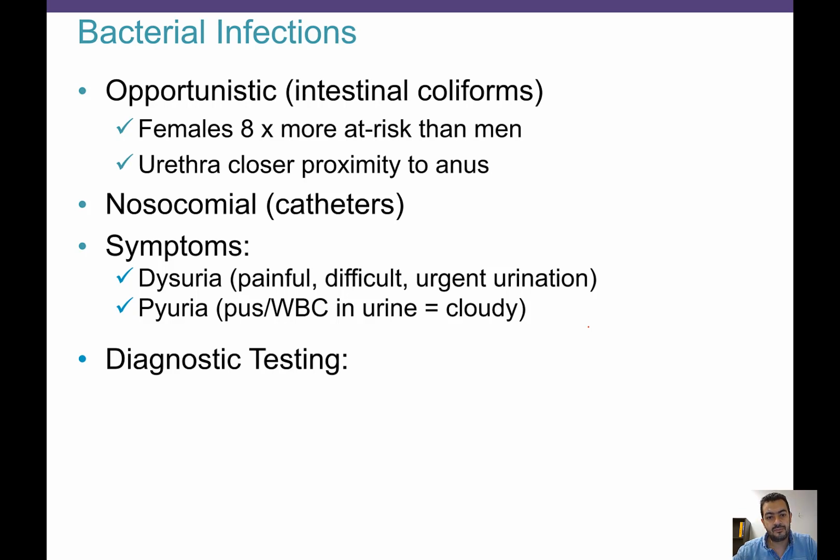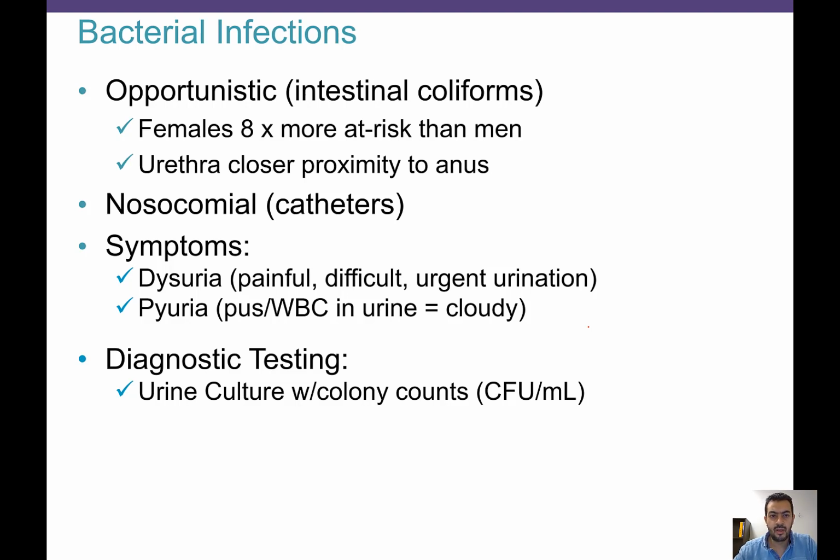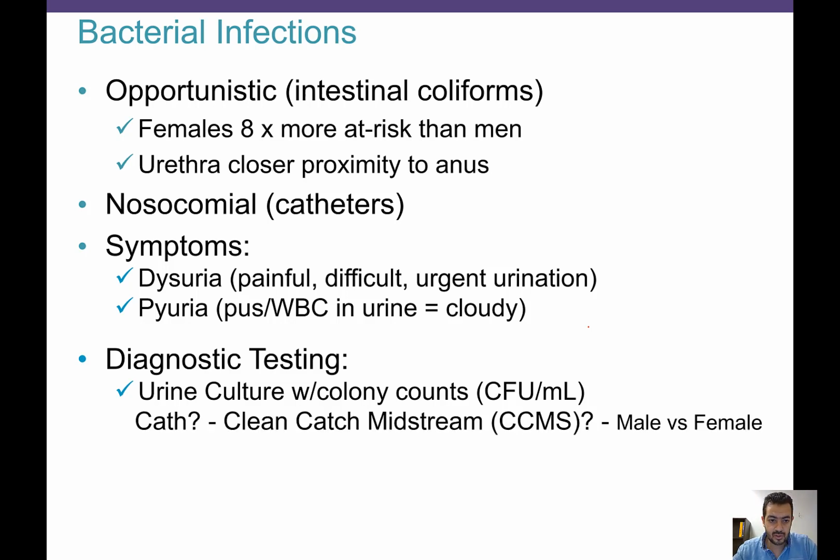To diagnose these cases, we will take a urine culture, and then we will do a colony count. We will count the number of bacteria in CFU per milliliter, colony forming units per milliliter. When collecting the urine, you have two approaches. One way is through a catheter. This collects a better sample because it is not contaminated with anything, but it is invasive, and because of that, most patients will not prefer having a urinary catheter.